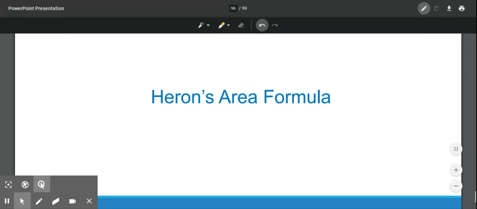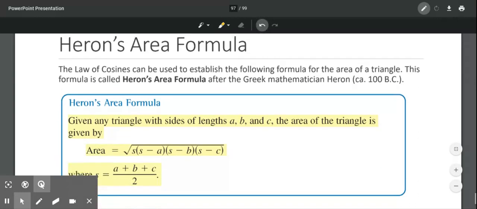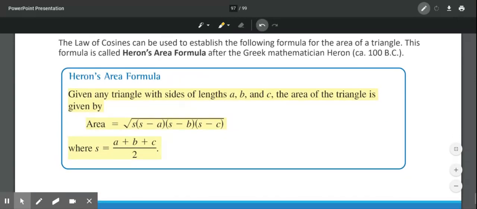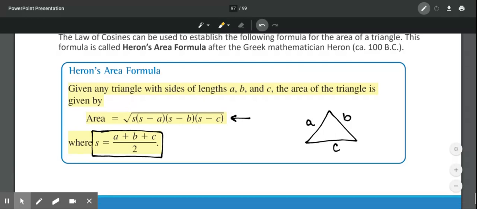And then the last thing we're talking about in this section is Heron's area formula. Heron's formula you're using when you're given three sides of a triangle. First you have to find your S value, and to get your S value you add the three sides together, so A plus B plus C, and divide by 2. This would be like if you have this triangle where you have three sides, A, B, and C. If we add the three side lengths and divide by 2, that gives us the S. And then we substitute into this area formula our S value and our three side lengths.